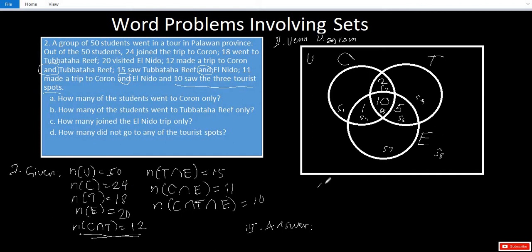So therefore, n of S sub 1 we're going to compute as the cardinality of C, which is 24, minus the sum of 1 plus 10 plus 2. So we have 24 minus 13, which is 11. Therefore, n of S sub 1 here is 11. Okay, next. How are we going to compute for n of S sub 3?